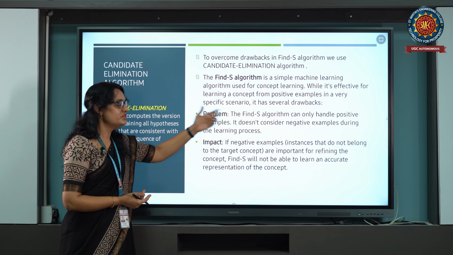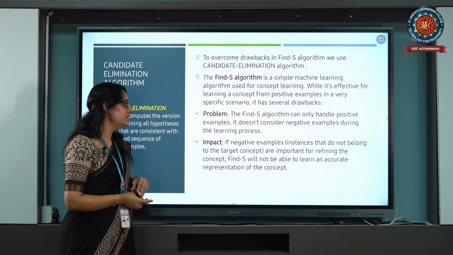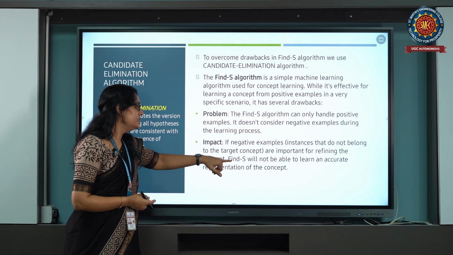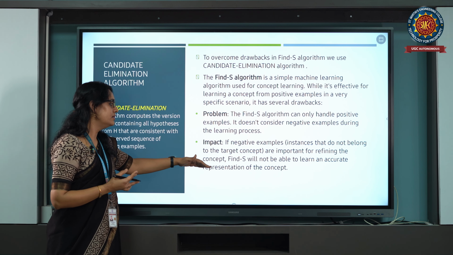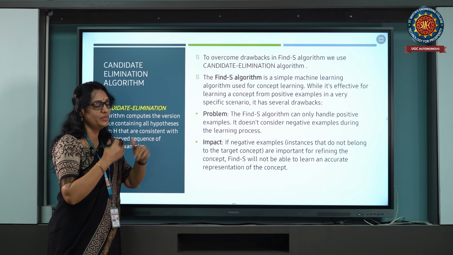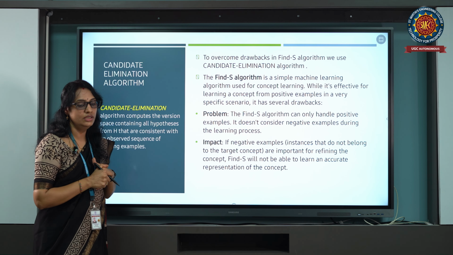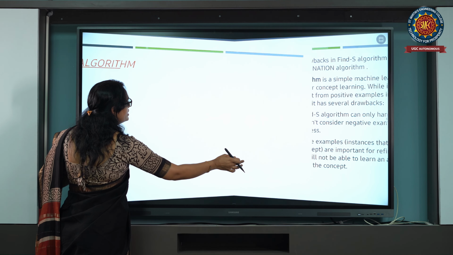So why is it not able to use the negative examples? In the Find-S algorithm we cannot learn from the negative examples, but ignoring them may create a lot of impact on the concepts. That's why let us see what this Find-S algorithm is.